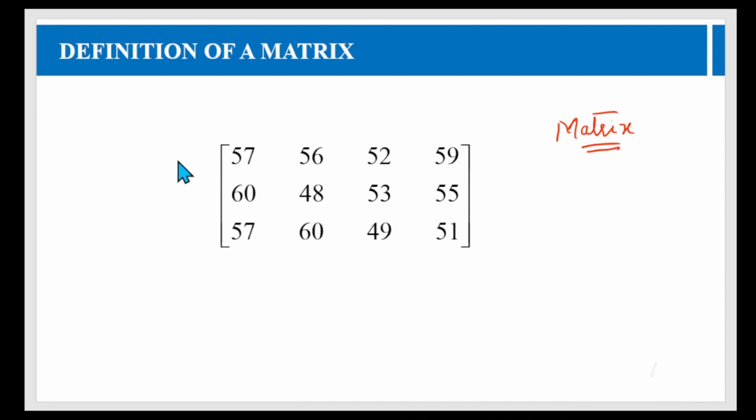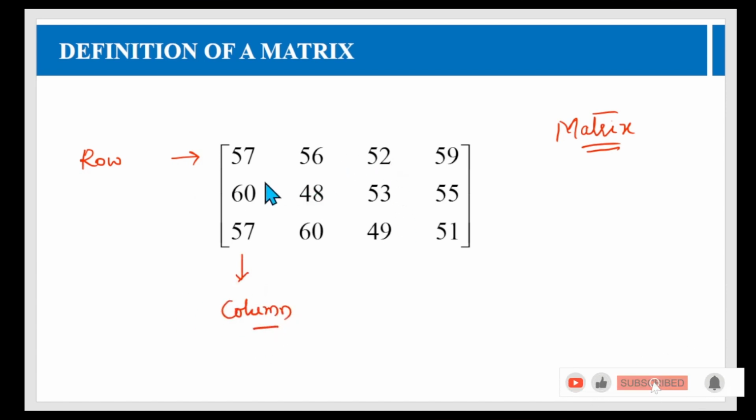And here this horizontal arrangement is called a row, and the vertical arrangement is called a column. What? Column. If we arrange numbers in rows and columns and write them in brackets, that arrangement is called what? Matrix. Then what is the matrix? Matrix is an arrangement of numbers in rows and columns enclosed within the brackets.